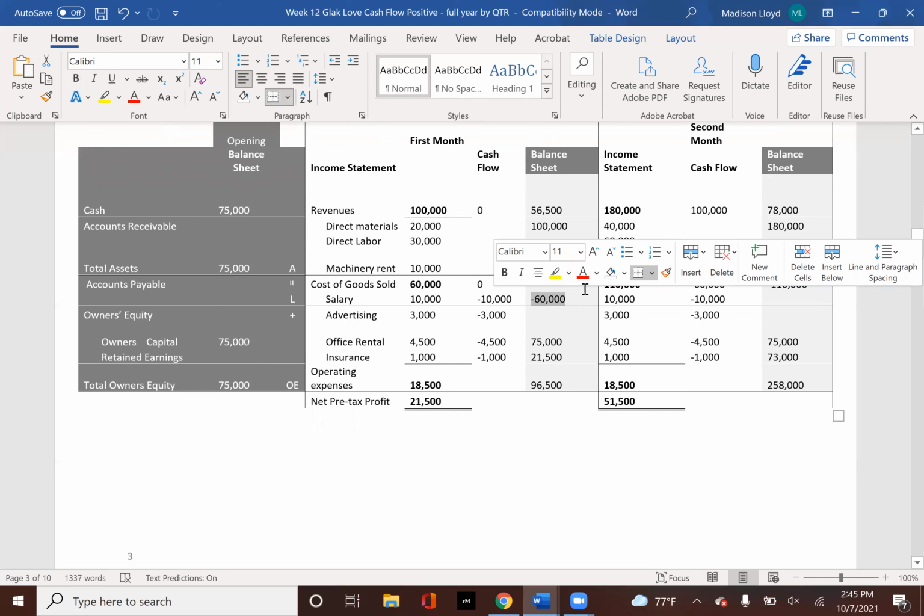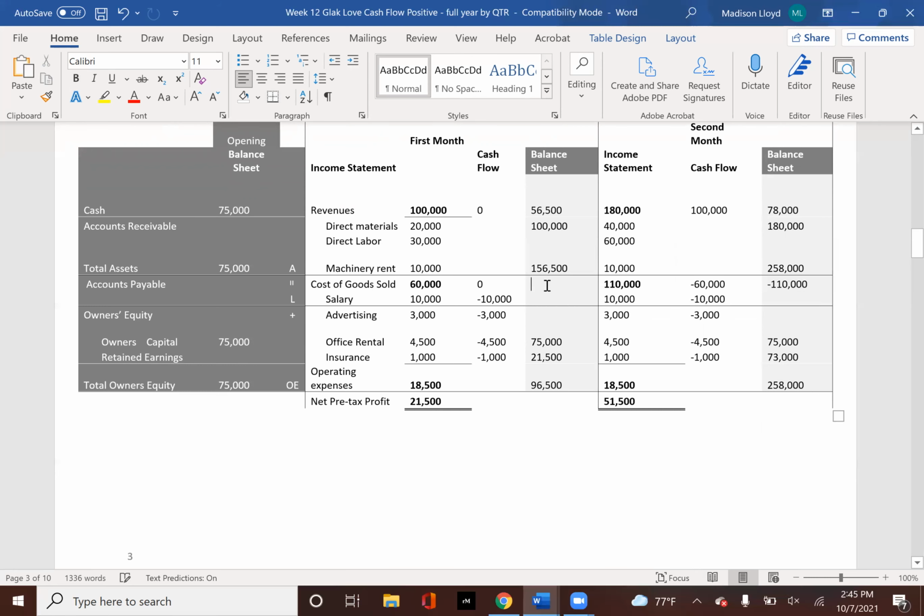Actually, we can put it in line right here with accounts payable so that you can see it there. All right, we move down to our owner's capital. Our owner's capital is always going to be $75,000, because that's what they initially invested into it.